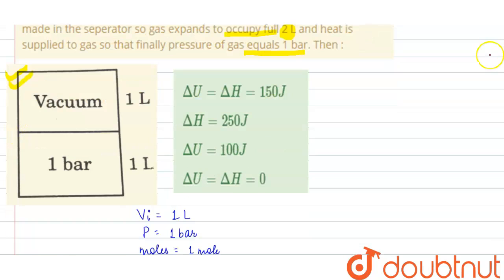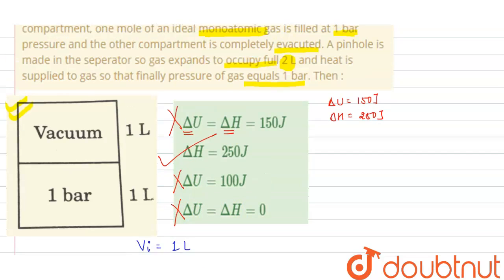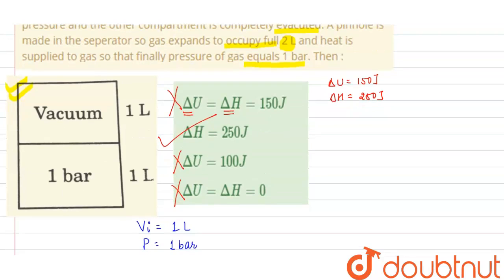So which one is incorrect? Because the values of delta U and delta H are not equal. Delta U we have calculated is 150 joules and delta H is 250 joules. Delta H is 250 joules, yes. Delta U is 100 joule, no. Delta U and delta H equal to 0, no, because delta U will be 0 only when isothermal condition is present. So your correct answer will be option B.